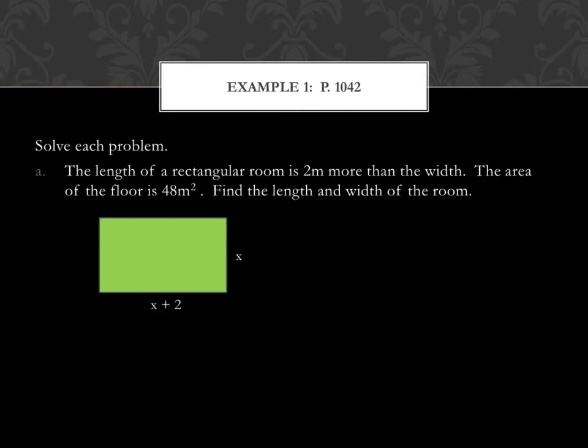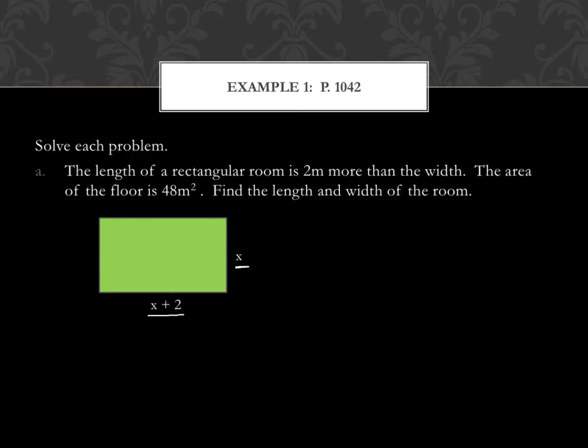Okay, so notice we're talking about a rectangular room, so the first thing you would do is draw a rectangle if a picture is not given to you. And then it says the length is 2 meters more than the width. So if we labeled the width x, the length is 2 meters more than that, which is x plus 2. Now in this case, the descriptive dimensions were given to you. If they're not, then you would have to draw your picture and write them in.